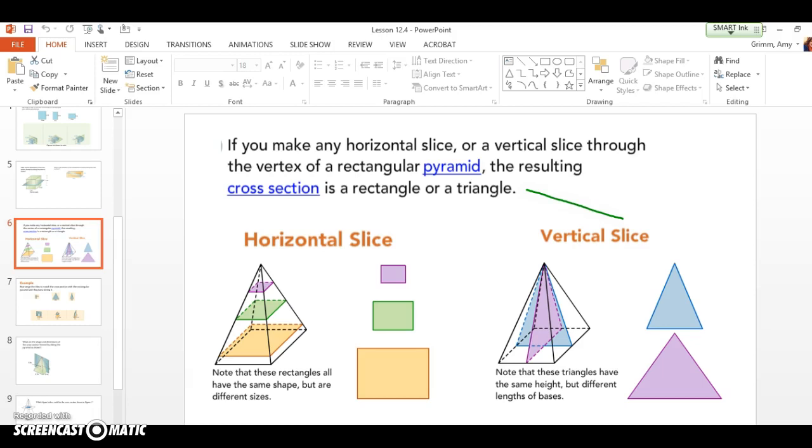Were these different sizes when I cut them here? Remember, if this was a block of cheese and I cut it, won't they all be the same size? So very, very different. So that's what they're trying to show you in this picture, that if I slice it on the bottom, I get a large rectangle. If I slice it in the middle, I get a medium size, and if I slice it at the top, I get the smallest.